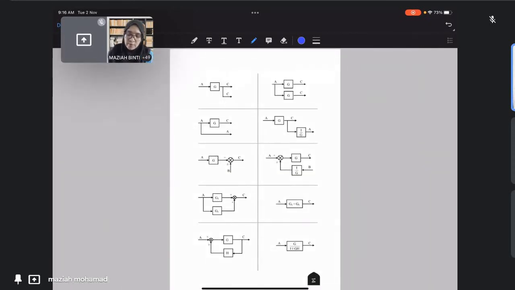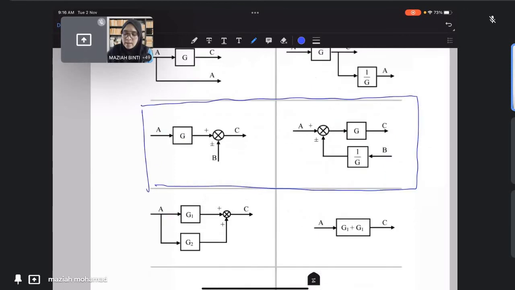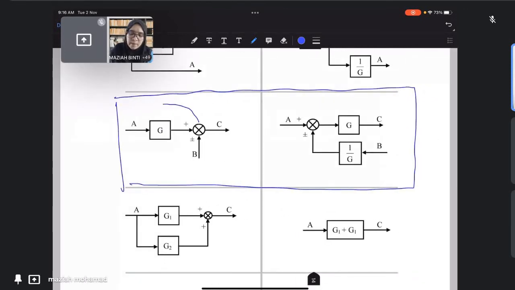Right? For this one here, this is when you move the summation point toward the input. So here you can see the new transfer function, and you need to multiply with 1 over G. Okay, 1 over G.